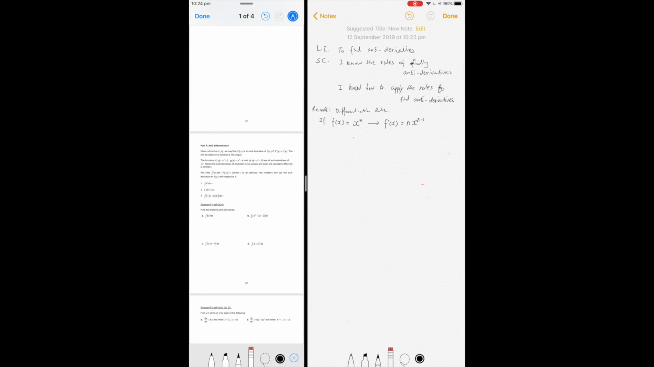Today we're going to focus on your notebook part F to find the antiderivatives, okay? Today's success criteria is I know the rules and how to apply those different rules to find antiderivatives, okay?